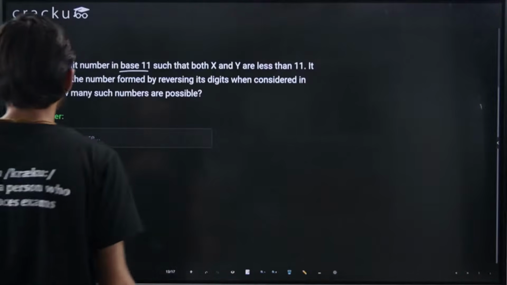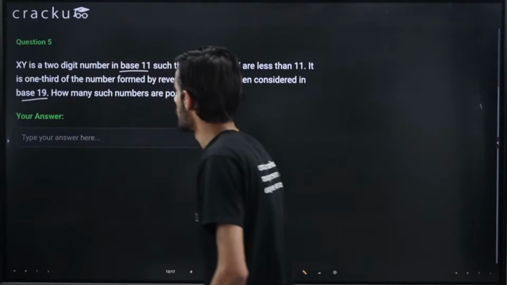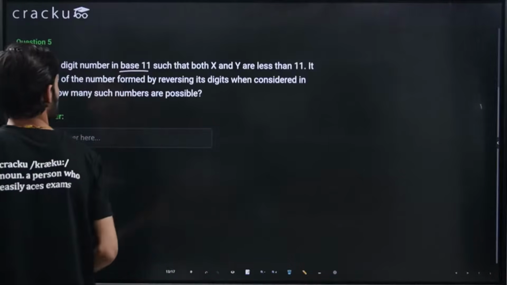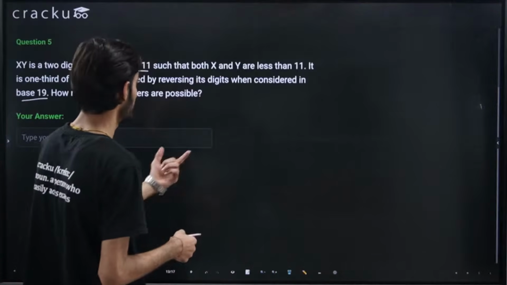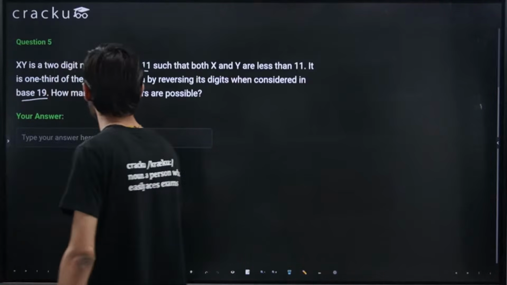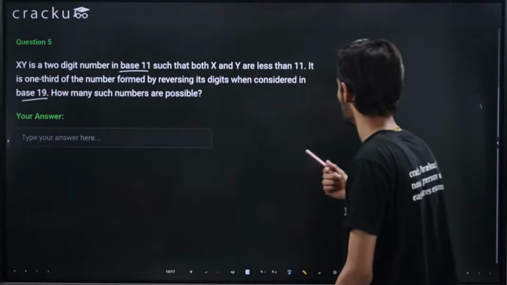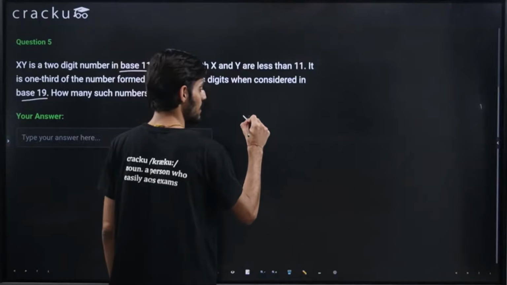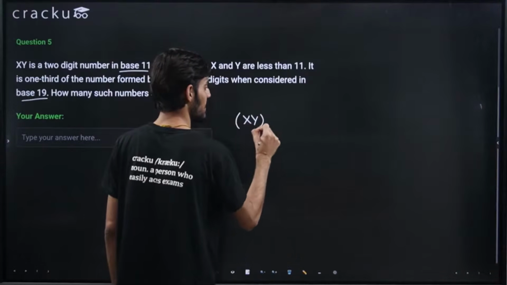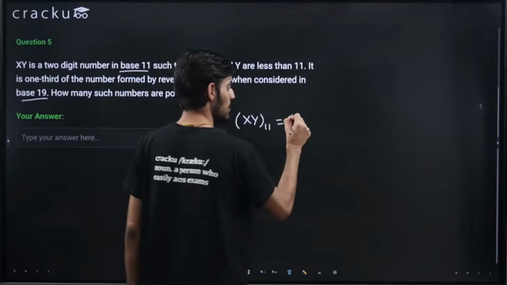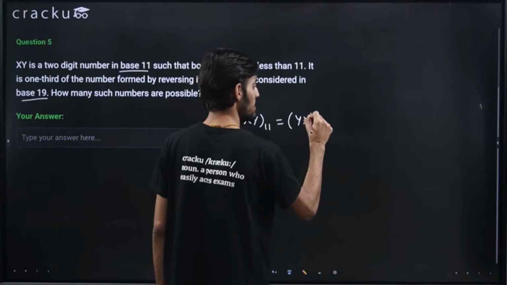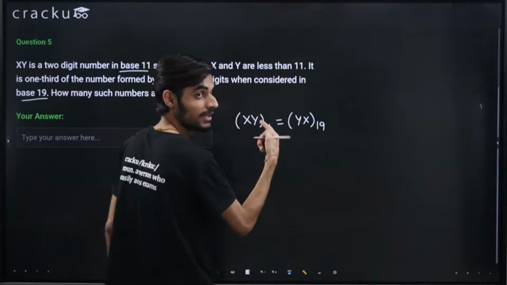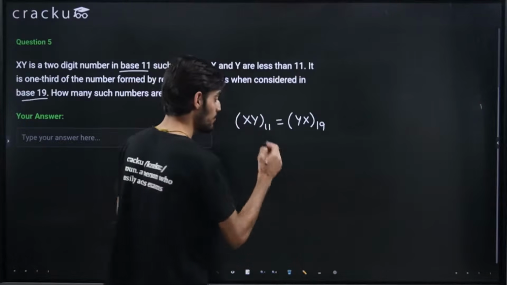Okay, the time is up. Let's start to do this question. So xy is a 2-digit number in base 11 such that both x and y are less than 11. It is 1/3 of the number formed by reversing the digits when considered in base 19. So the number xy written in base 11 is the same as number yx written in base 19, right? How do we represent these numbers in the decimal system, that is base 10?